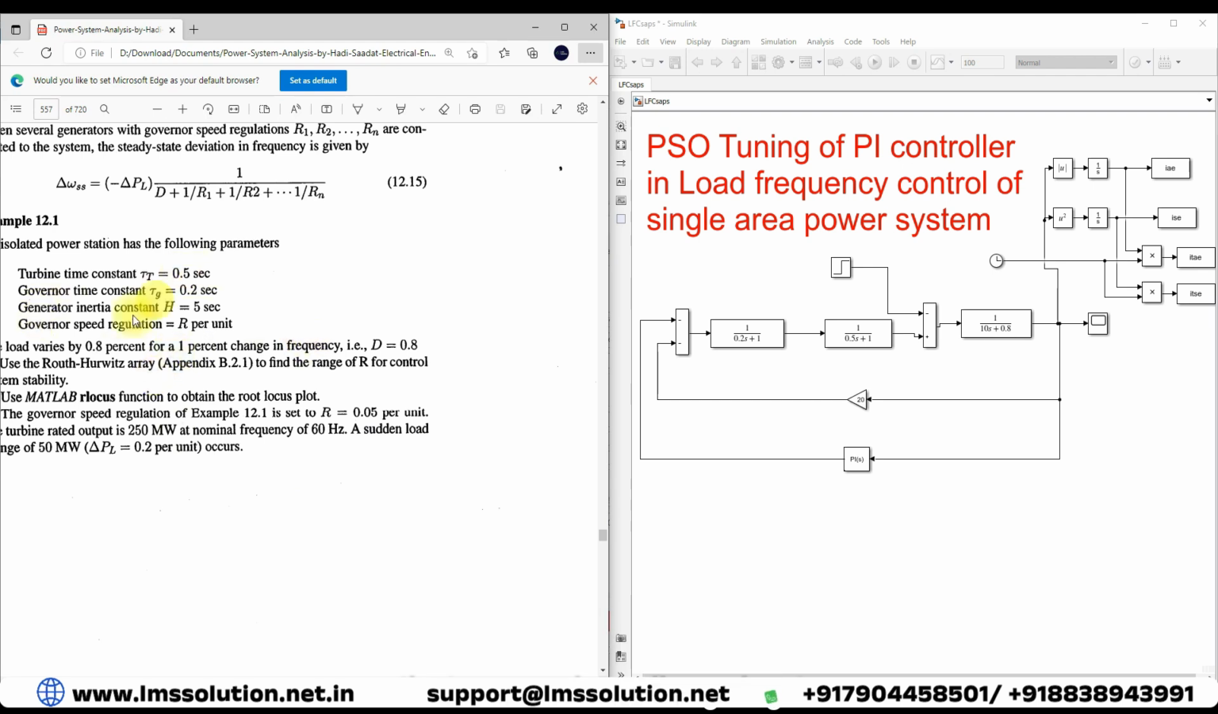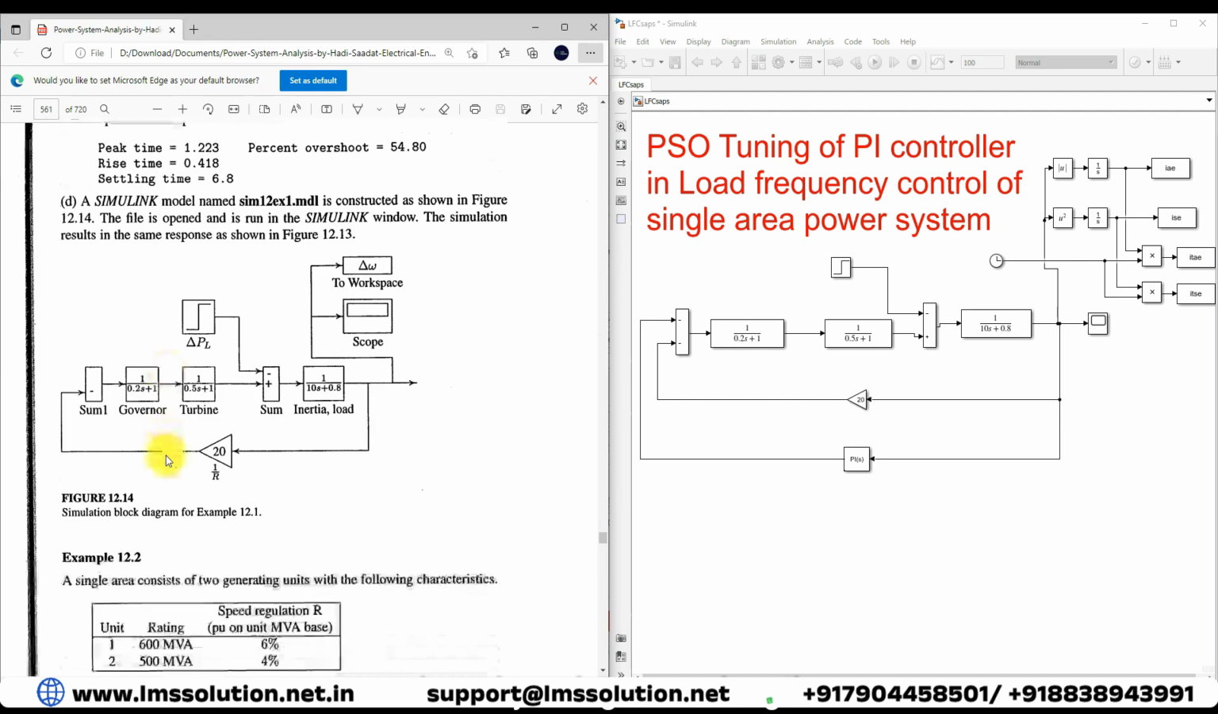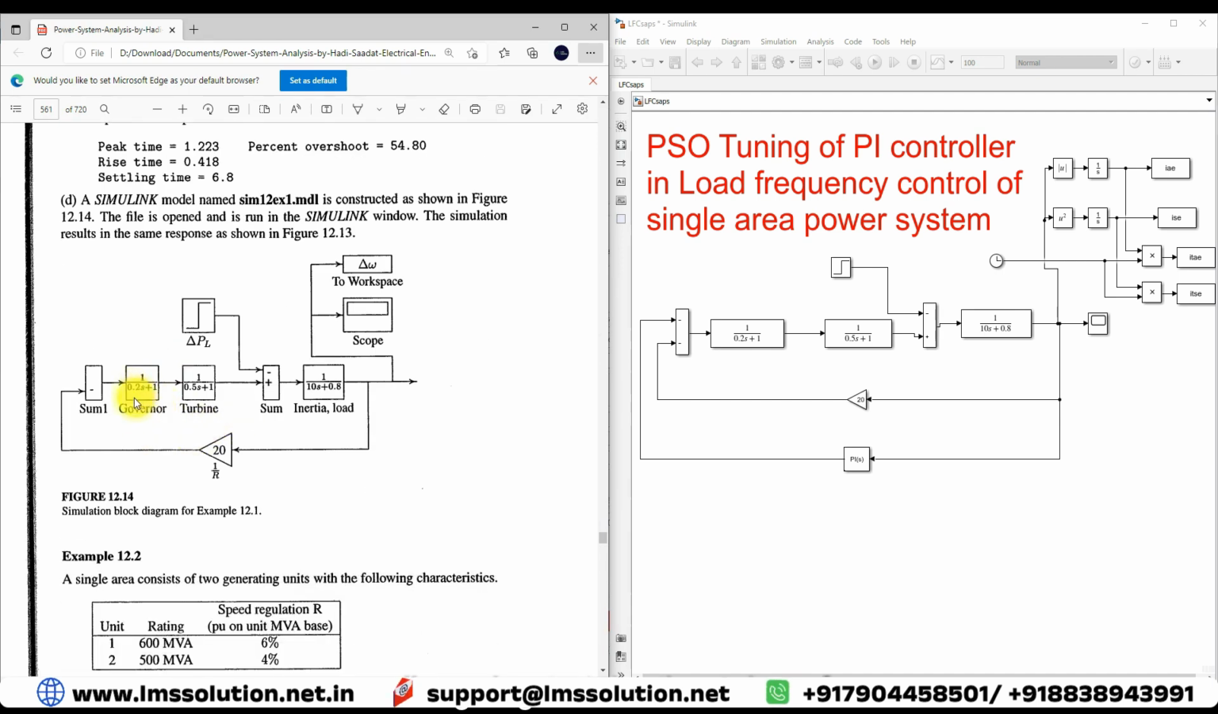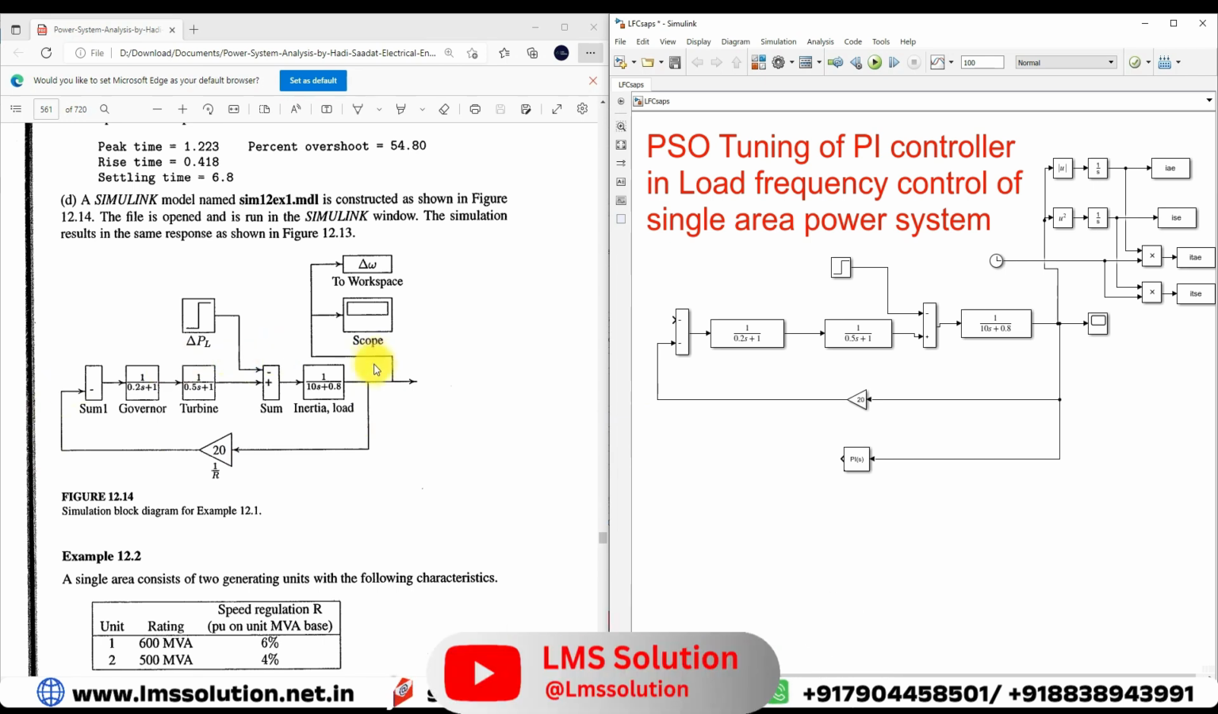I'm going to consider this system and implement it here by using Simulink, like this one. I'm going to take the values of the governor, turbine and the inertial load model. The same thing I'm going to consider here, and 1 by R they consider as 20. The same values I'm going to consider: 1 divided by 0.2 s plus 1, 1 divided by 0.5 s plus 1, 1 divided by 10 s plus 0.8, and then here I'm going to take this controller output. I'm going to use only this feedback. That means the system doesn't have any controller, it just has the actual system.